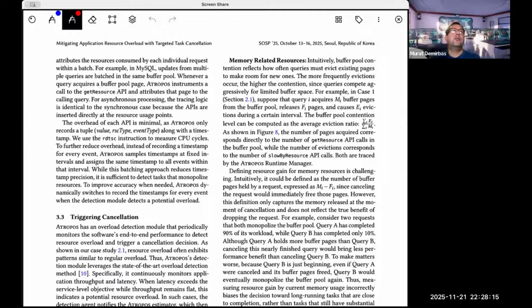The overhead of each API is minimal as Atropos only records a tuple along with timestamp. We use RDTSC instruction to measure CPU cycles. What is RDTSC?